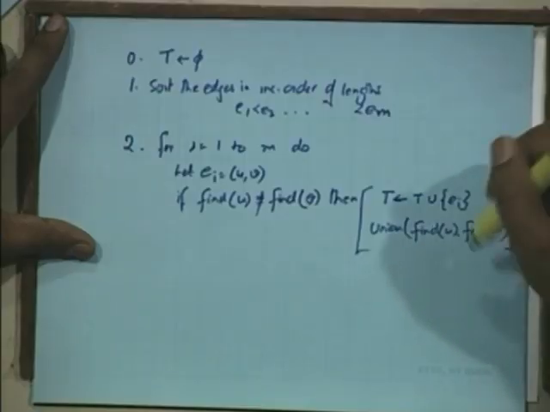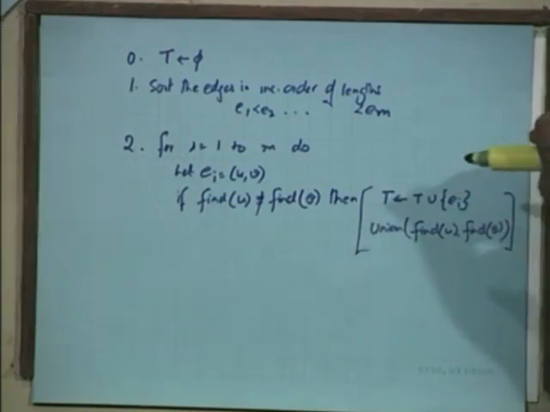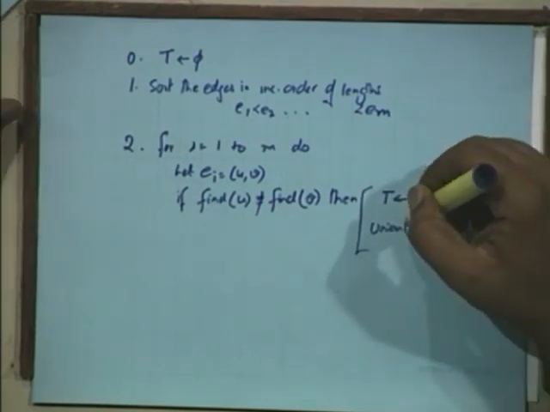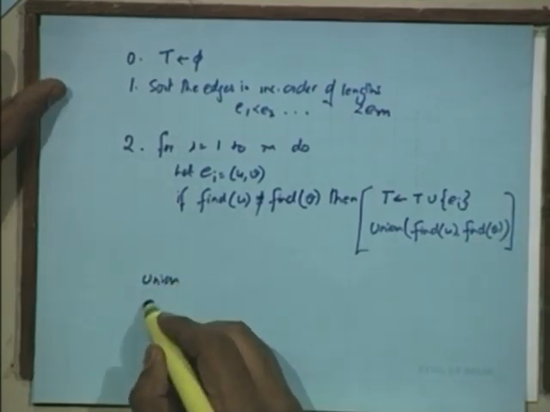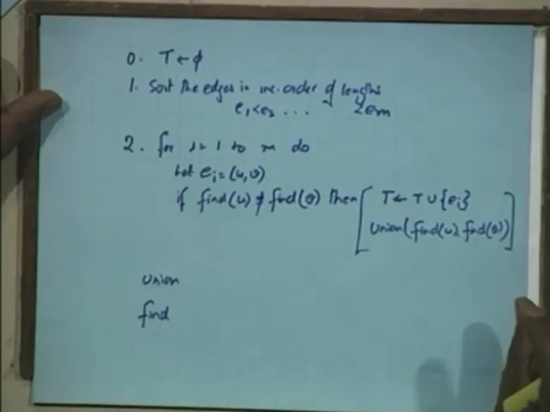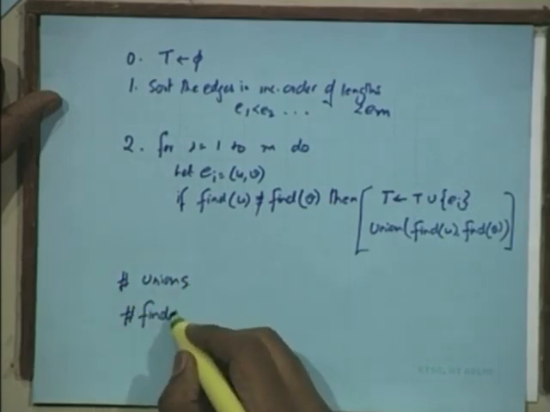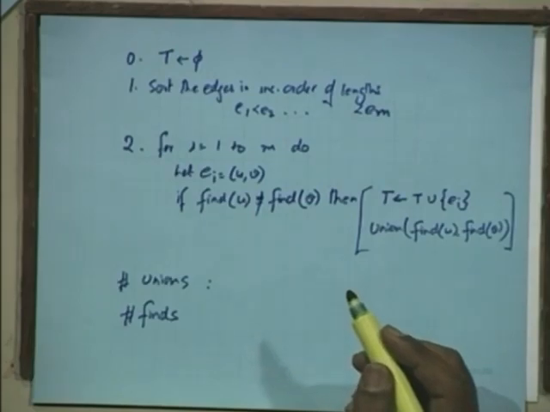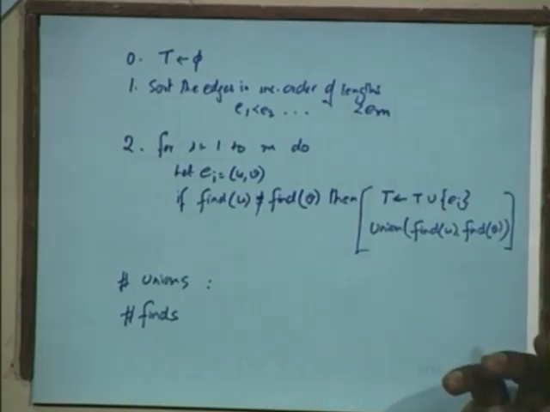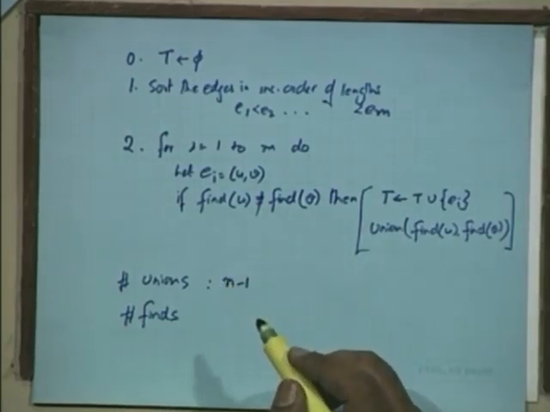We need to understand what kind of a data structure to keep for the find, and what kind of a data structure to keep for maintaining this collection of disjoint sets, so that these operations can be done very quickly. How many times do we do the union operation, and how many times do we do the find operation? Number of unions, because every time I do a union, I include an edge into my tree. How many edges can there be in my tree? Exactly n minus 1. So, I will have exactly n minus 1 unions.